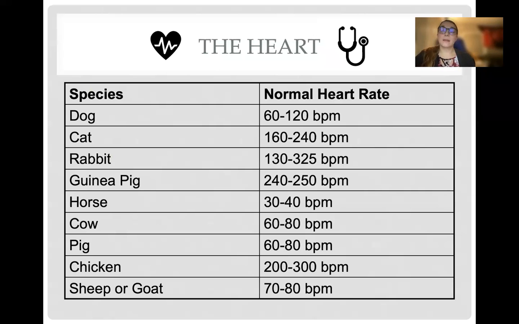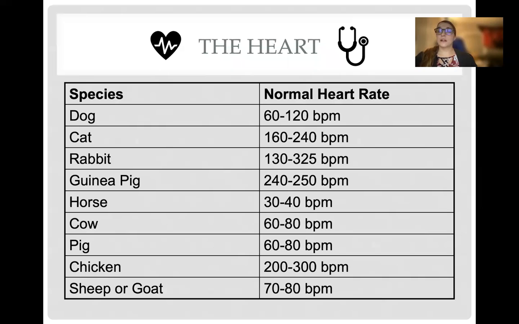Now, getting into more of our pocket pets, we have our rabbits and our guinea pigs, and they are also at a faster rate. Our rabbits run anywhere from 130 to 325 BPM, and our guinea pigs are around 240 to 250 BPM. Getting into our larger animals, we're actually going to see the heart rate massively decrease. So with our horses, they're going to be around 30 to 40 beats per minute, which means that you could be counting 8 to 10 beats in that 15 seconds. So very, very slow.